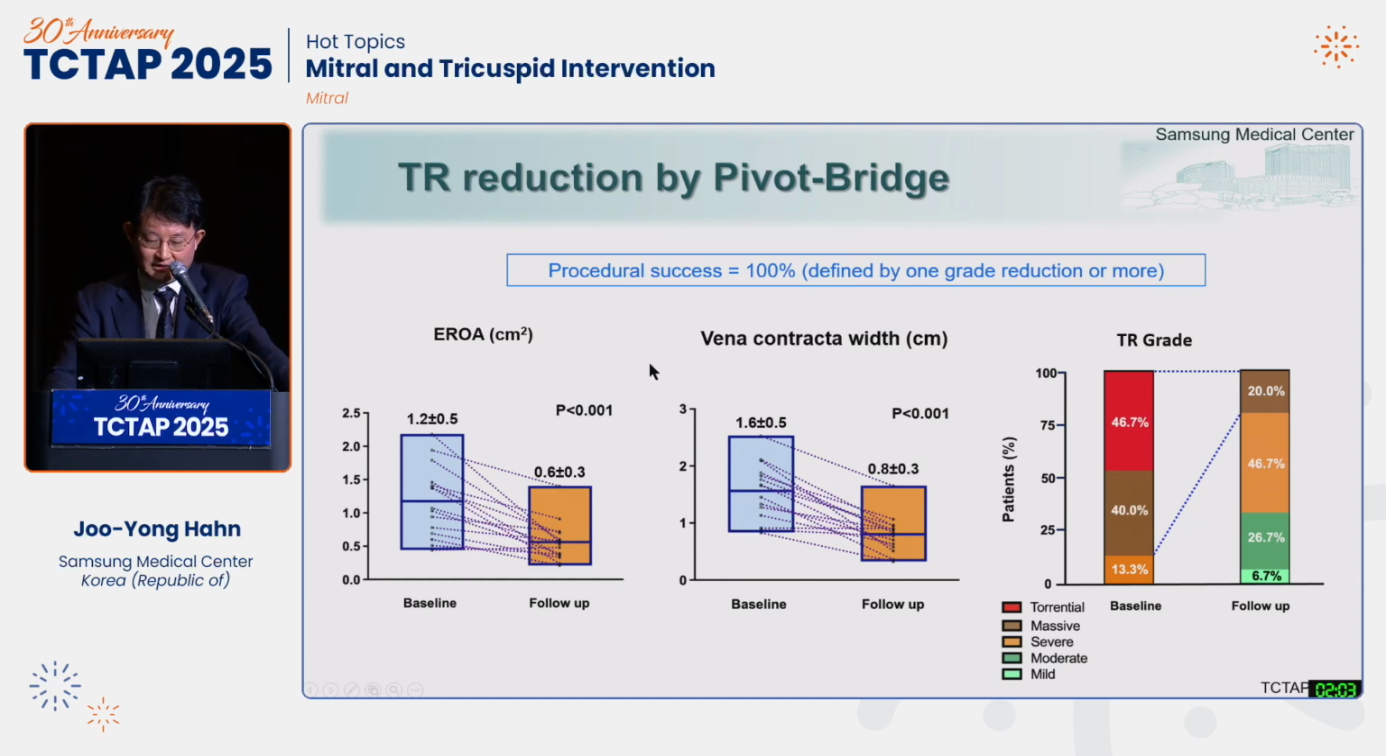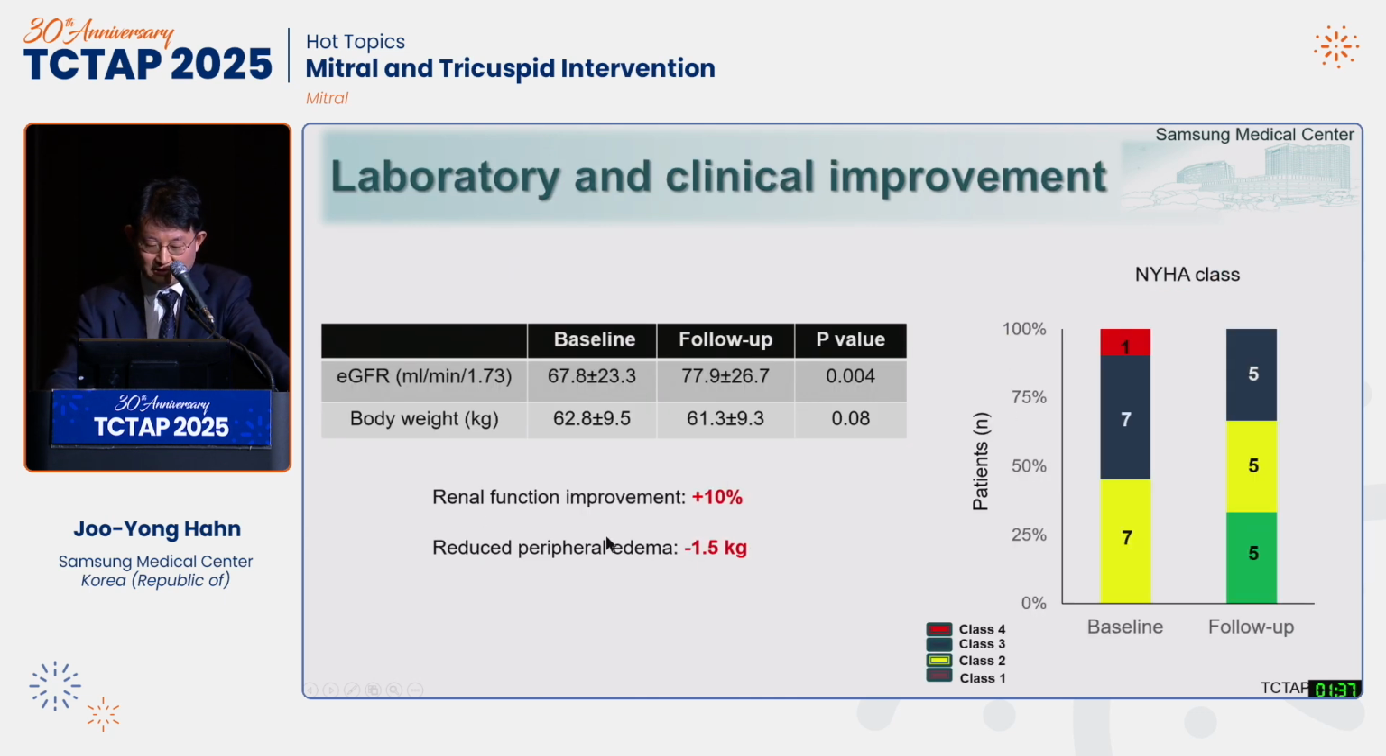Procedural success, defined as 1 grade reduction or more, was achieved in all patients. Effective regurgitant orifice area and vena contracta width decreased significantly. And during the Pivot Bridge implantation, torrential TR was not found, and 1/3 of the patients showed mild to moderate TR. Renal function improved, peripheral edema decreased, and the functional status assessed by NYHA class was also improved.